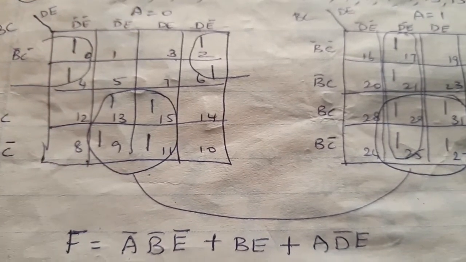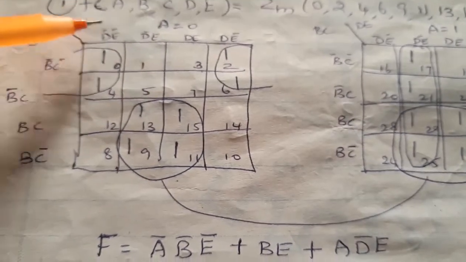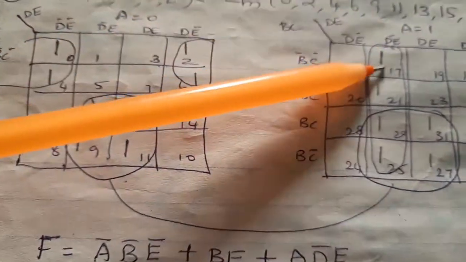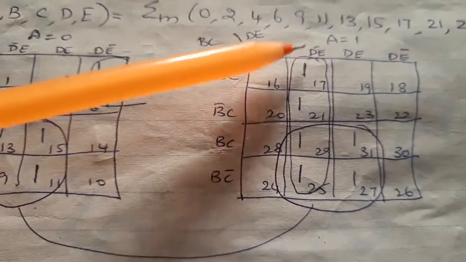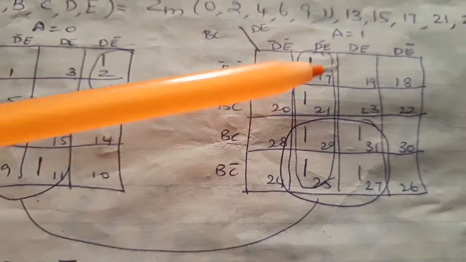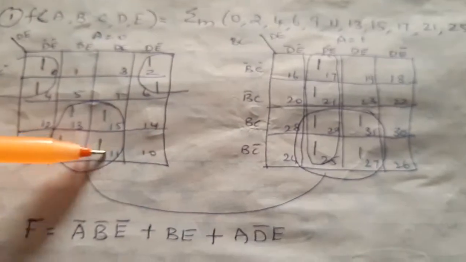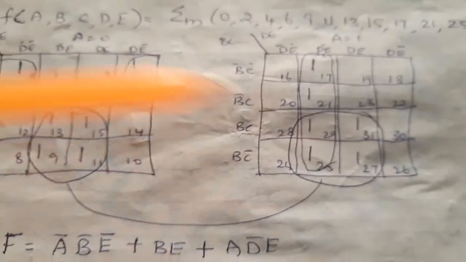Then you will have the function of D bar, E bar. Similarly, come over here, this term is A. And what is the term? D bar E. So A, D bar E. Now you combine these two chords.